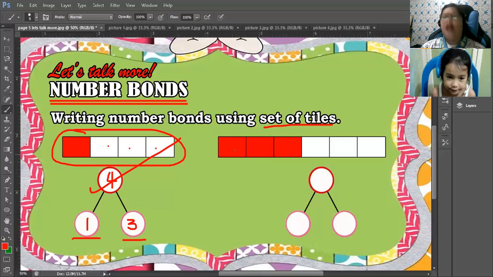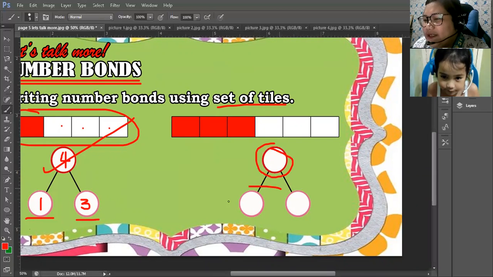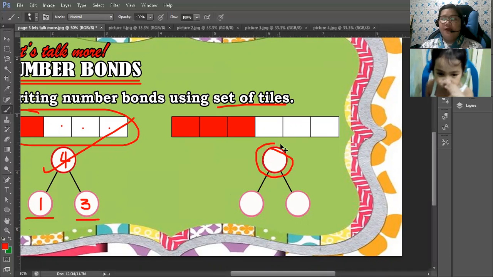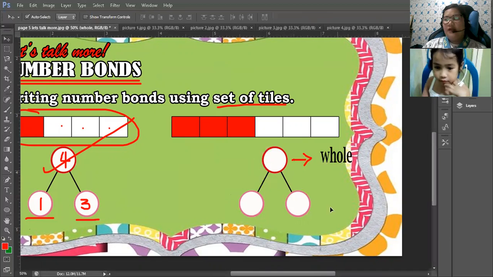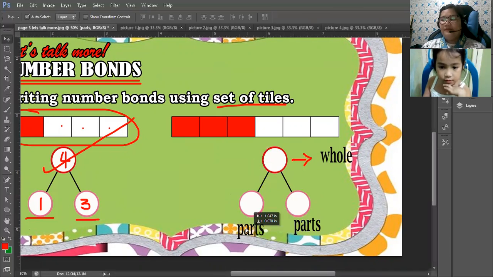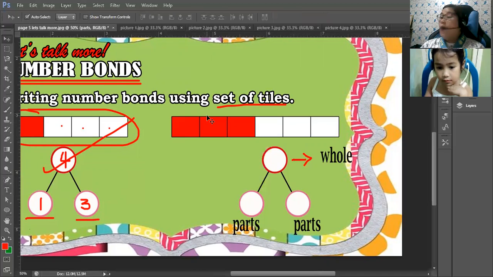All right. Now, before we come up with this whole part, let us first look onto these 2 parts before we arrive at the whole. Okay? Kasi diba, this one is whole, and then these 2 circles are parts. Tama? Yes. So, there are 2 parts in the tiles here. One part is the red tiles and the other part is the white tiles.